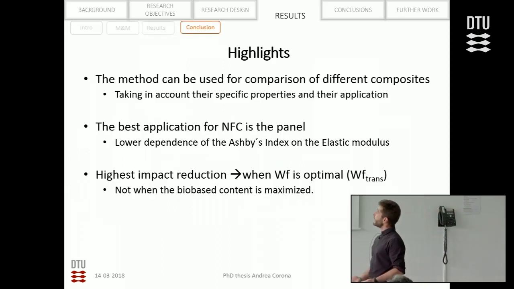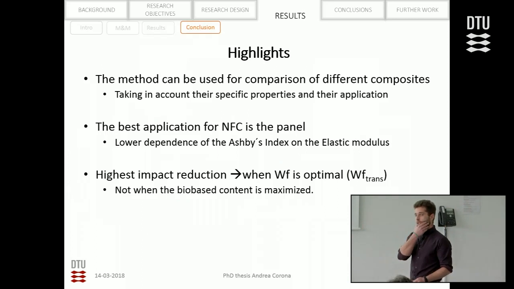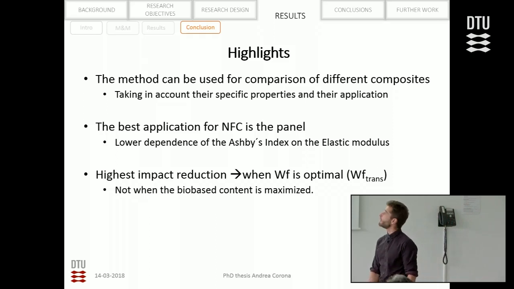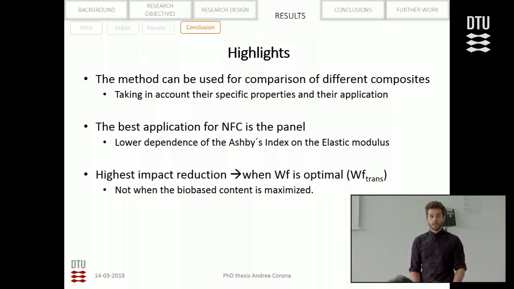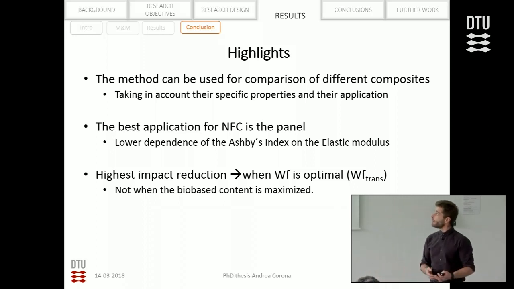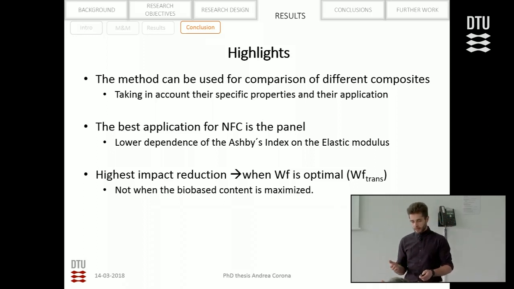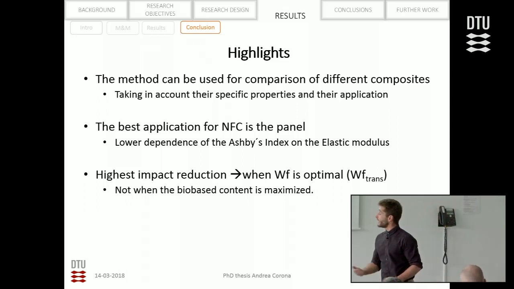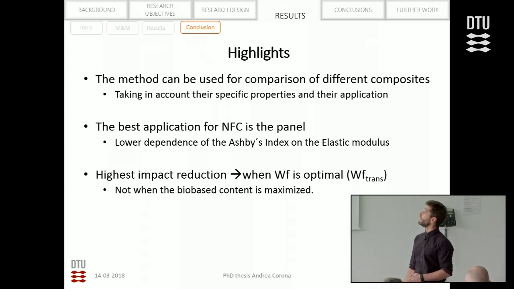So we can identify that the suggested method can be used in LCA of composite materials. And we can also identify that the best application for natural fiber composite is the panel application, because in this case we have a lower dependence of the HP index on the elastic modulus. And the third point is that the highest impact reduction, the impact savings compared to the conventional composite, is when the fiber fraction is optimal for mechanical properties, not when the bio-based content is maximized.